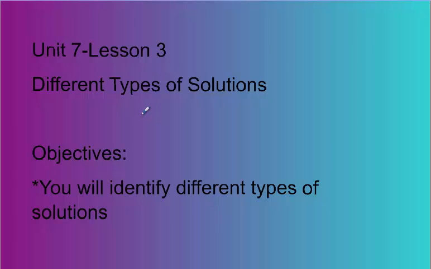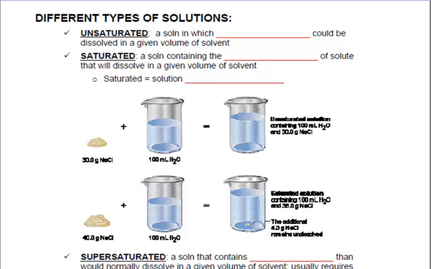So this is lesson 3, different types of solutions, and our objectives will be to identify the different types of solutions. So let's look. The first one is called an unsaturated solution. You may have heard about this, unsaturated fats, saturated fats, etc. So the idea is kind of similar. An unsaturated solution is a solution in which more solute could be dissolved in a given volume of a solvent.